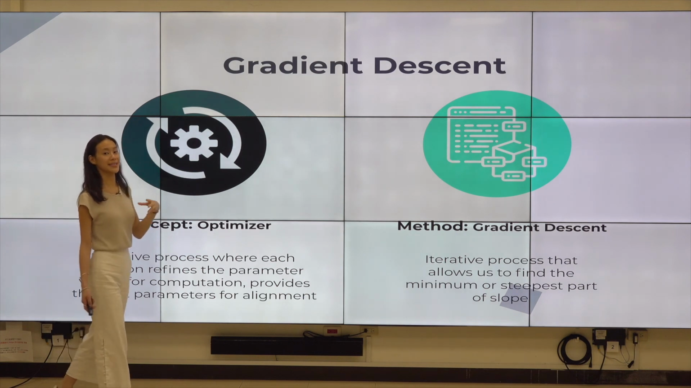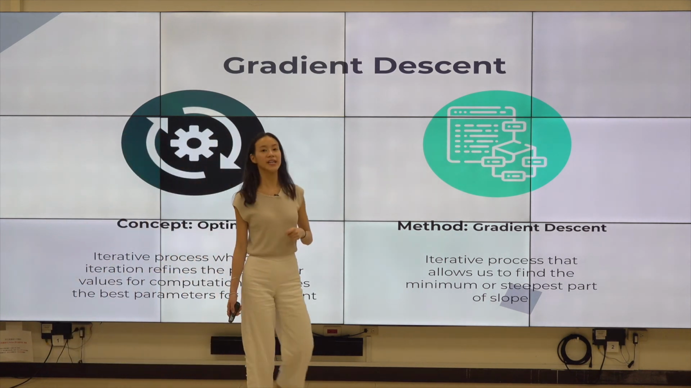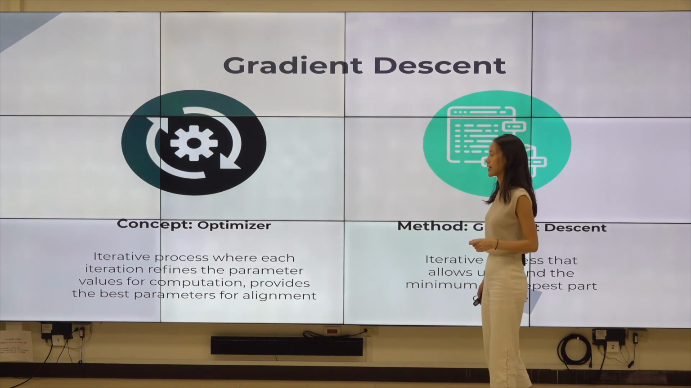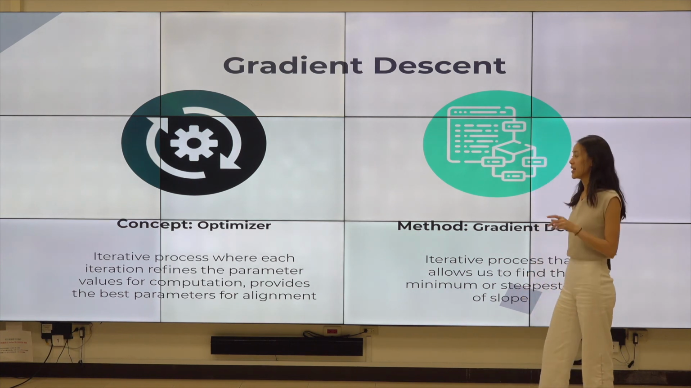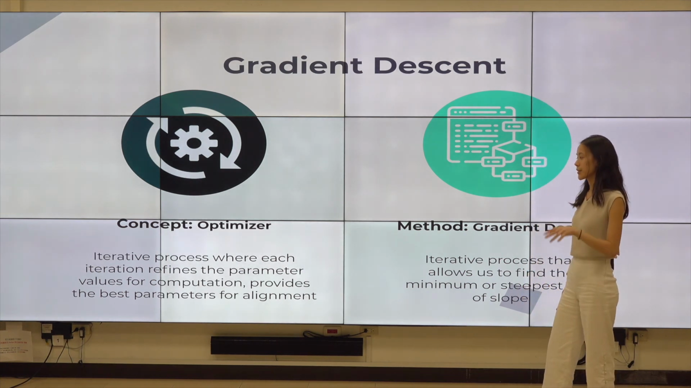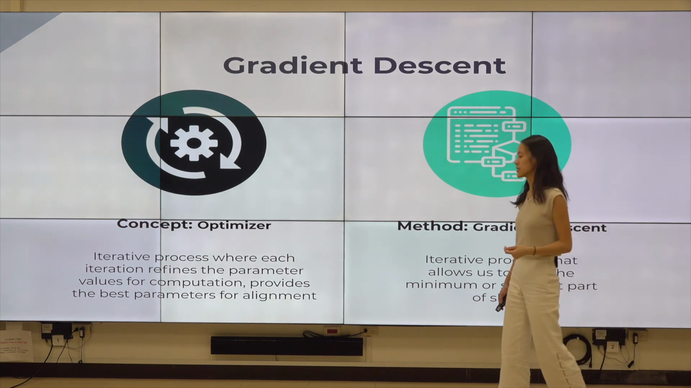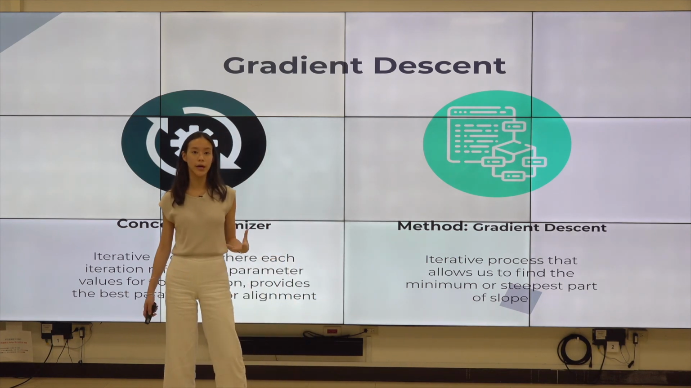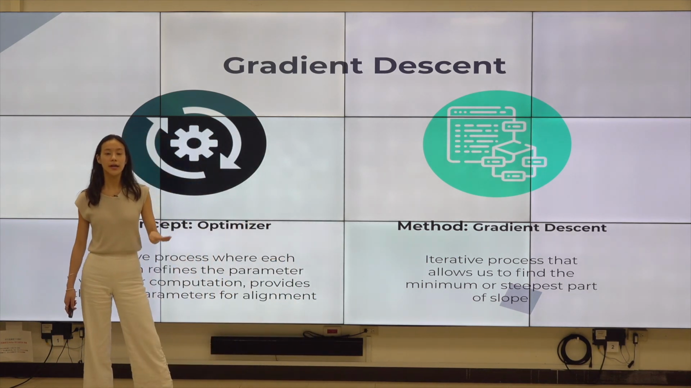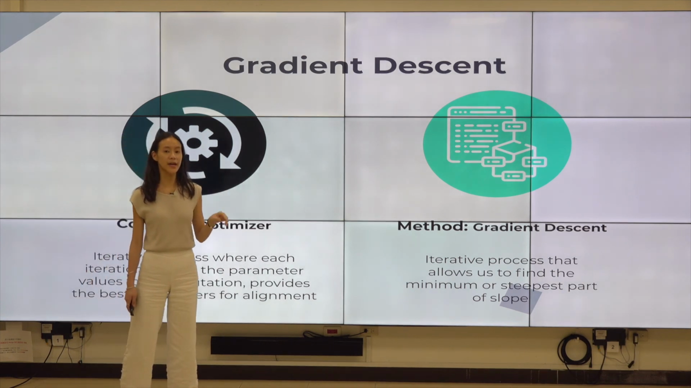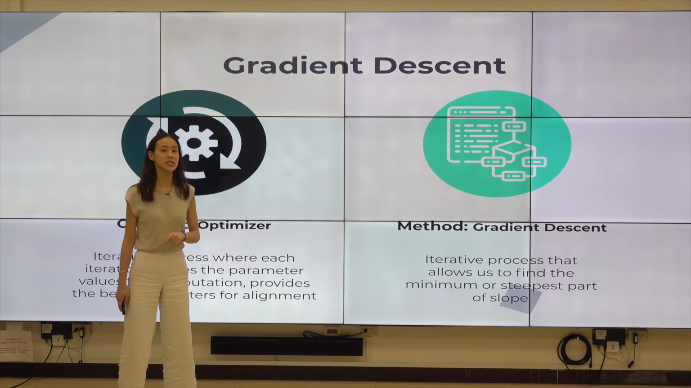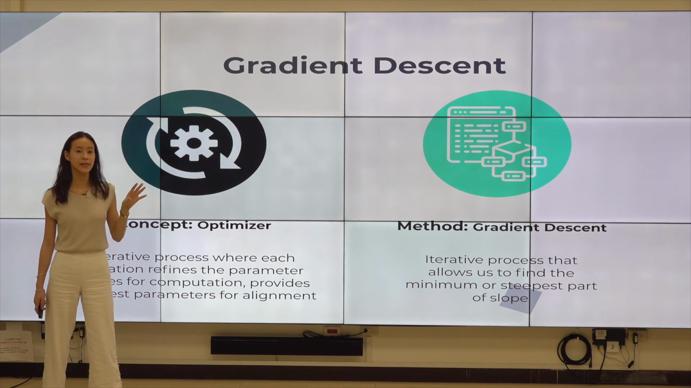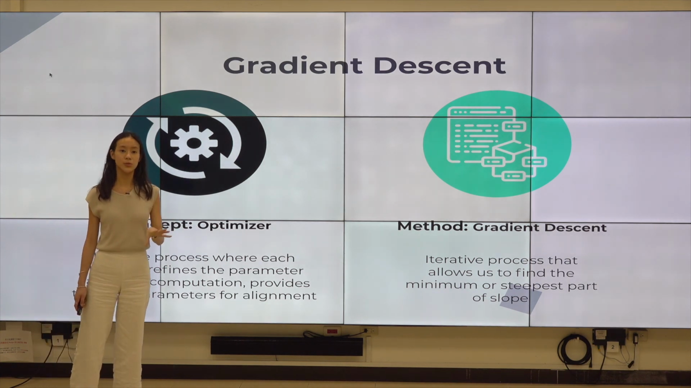So going on to talking about gradient descent, as we talked about before, the concept is that it is an optimizer. It's an iterative process where each iteration refines the parameter values for the computation so that it provides the best parameters for alignment. In the case of classification, as we saw before, it is that backpropagation method where it uses gradient descent in order to find the most accurate weighting to represent each of these nodes. In this case, it is going through that iterative process to find the parameters that allow us to achieve the best alignment between two images.